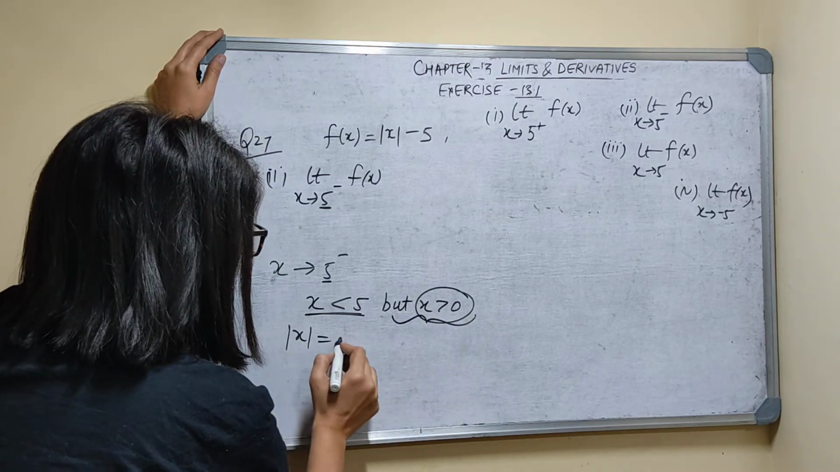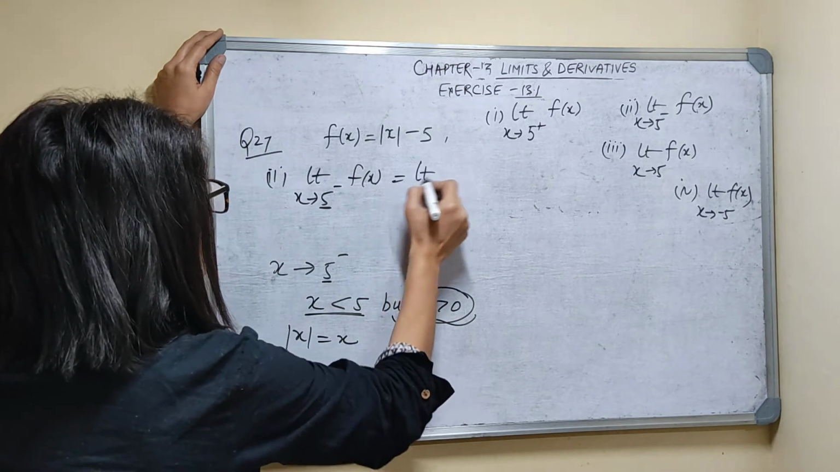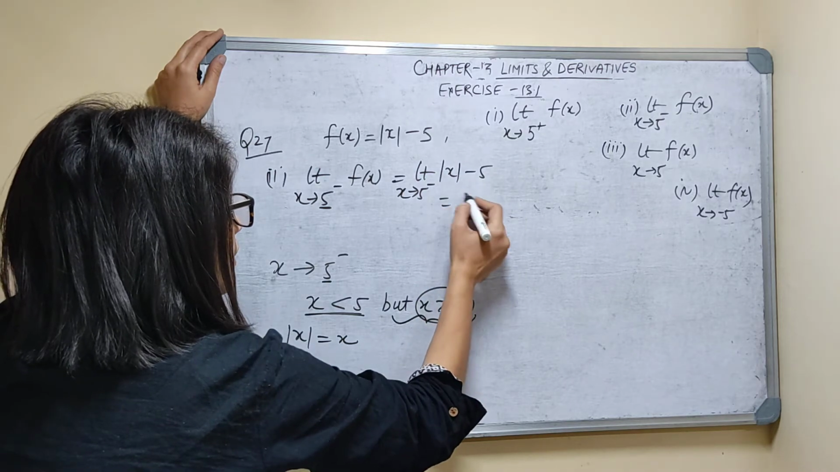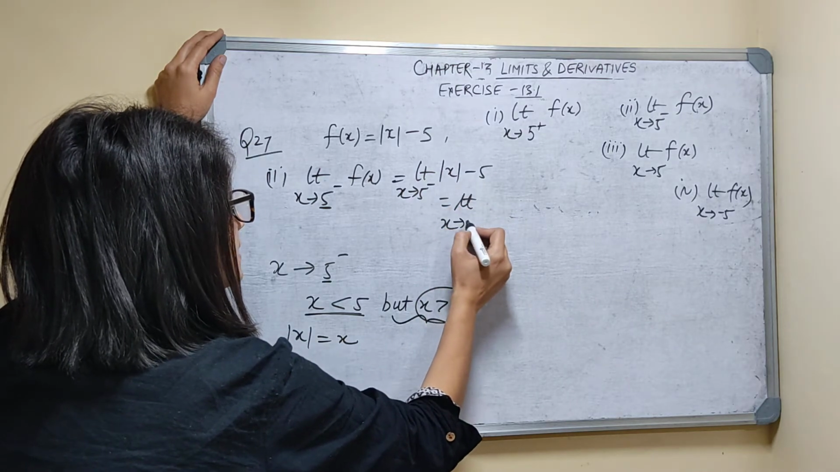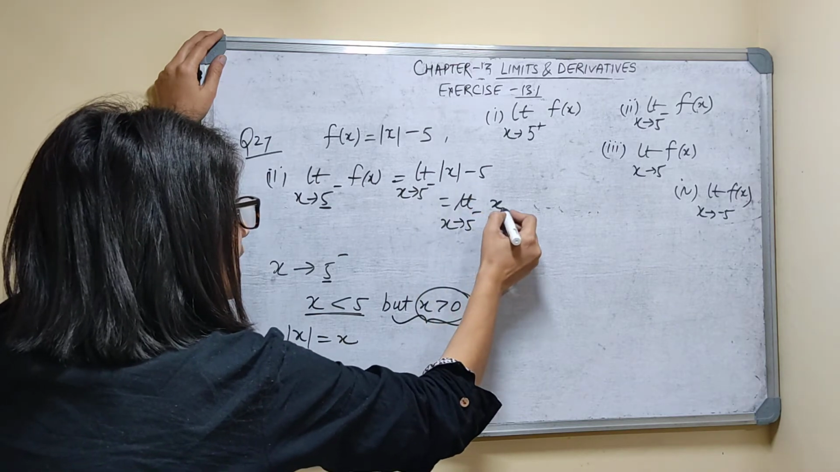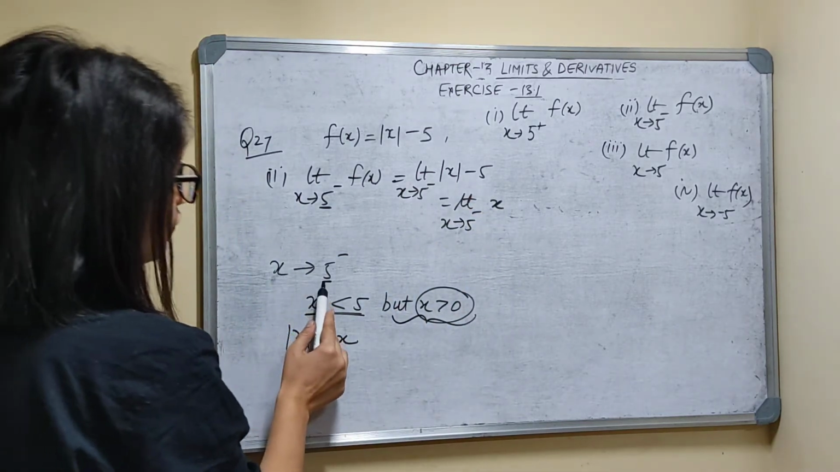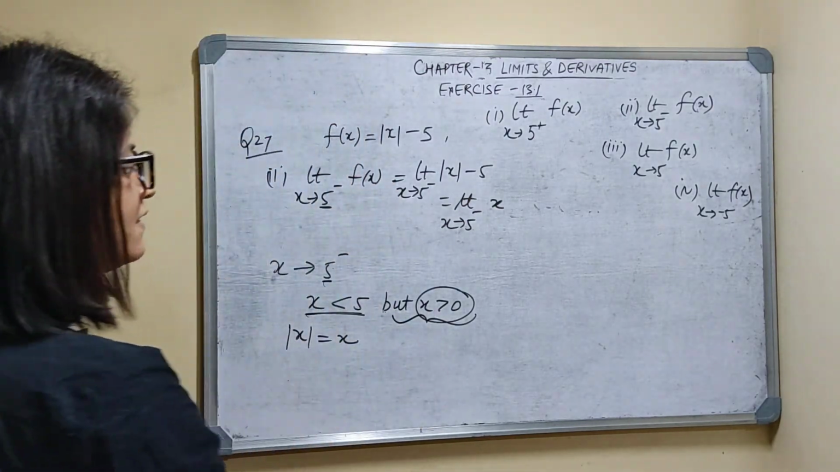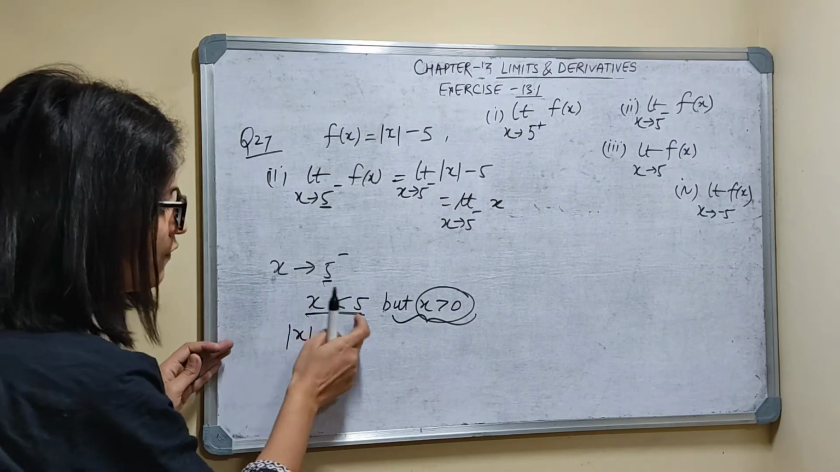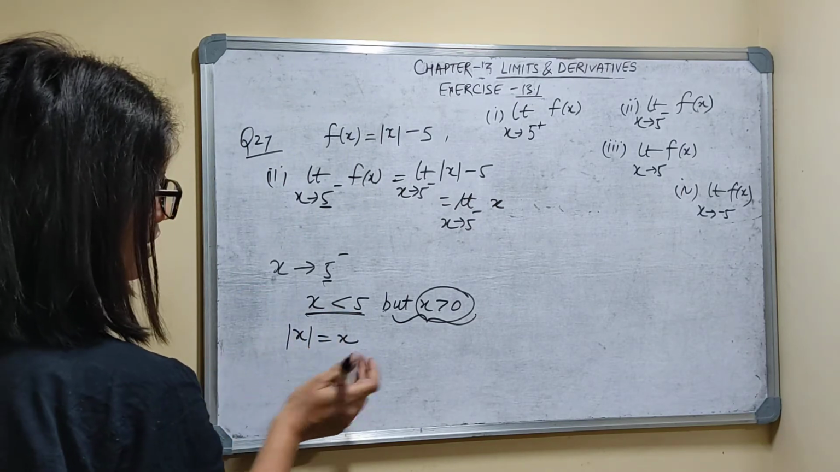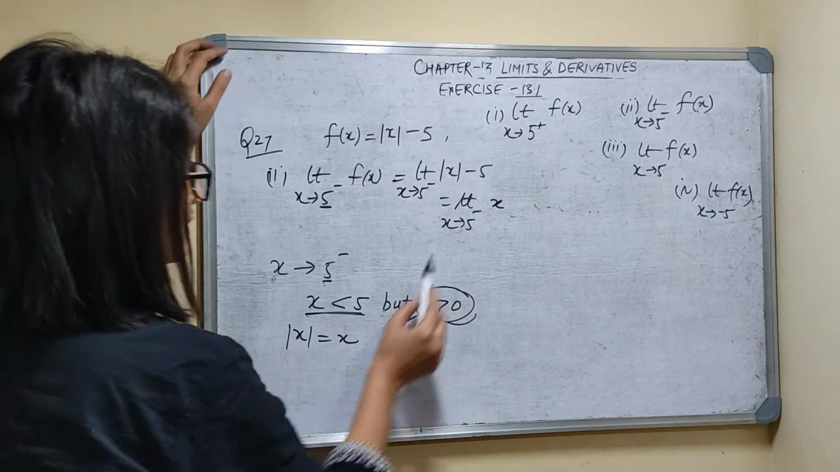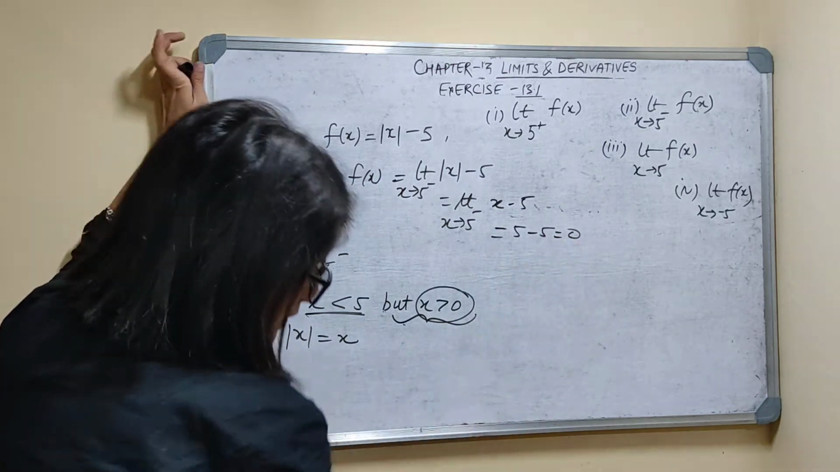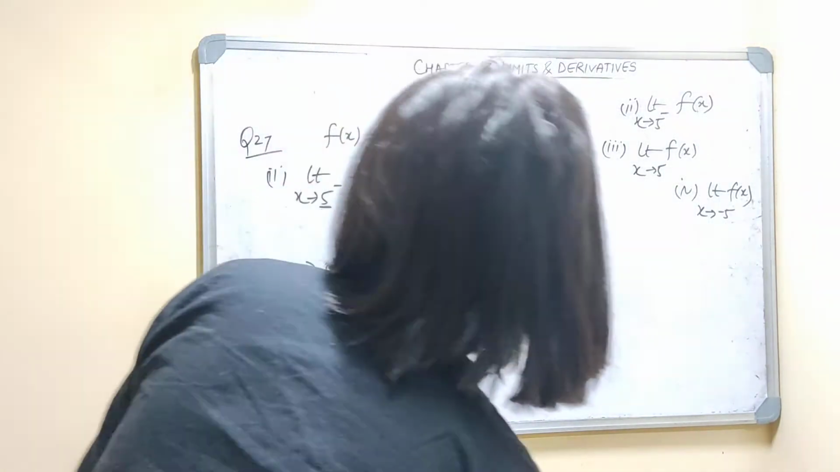Then also mod of x is equal to x. So I can write limit of x tends to 5 minus of mod of x minus 5, where mod of x will be x. Got this point? X tends to 5 minus means x is less than 5, but you know x is greater than 0, because it should be in the neighborhood of 5. It can't go very far negative. So x is greater than 0, that's why mod of x is equal to x. So I am writing x minus 5. You can substitute value 5, 5 minus 5, that is 0. Is it clear? Okay.